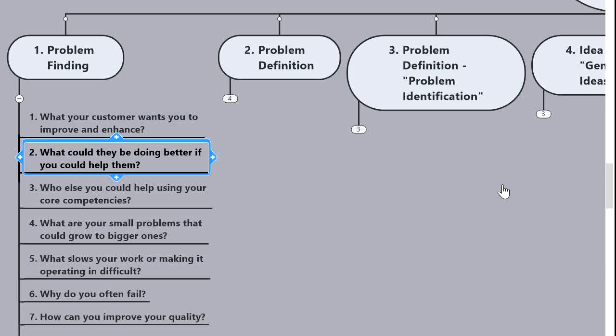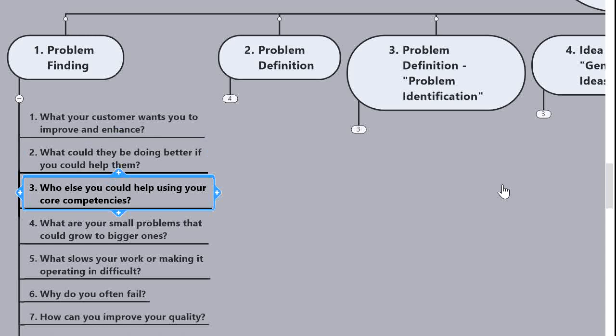Second question: what could they be doing better if you could help them? The meaning of this question is how you are going to perform better, and how you can enhance your services delivered and rendered to the customers in general.